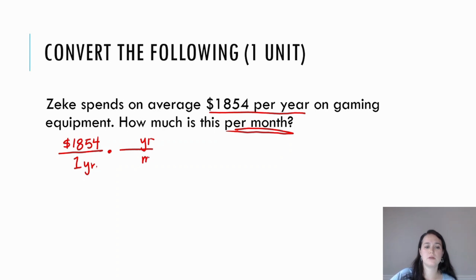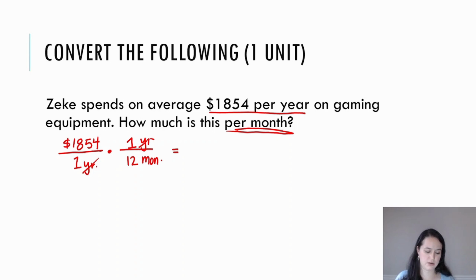And then months is on the bottom. So I need to think how many years to months, what's the relationship there? So I've got 1 year to 12 months. So a year is a longer unit of measurement than a month, so that one's going to be 1. And these cancel out.